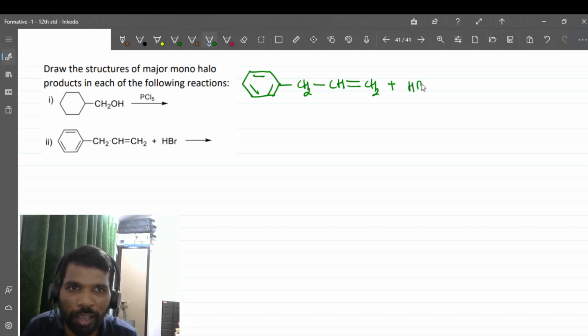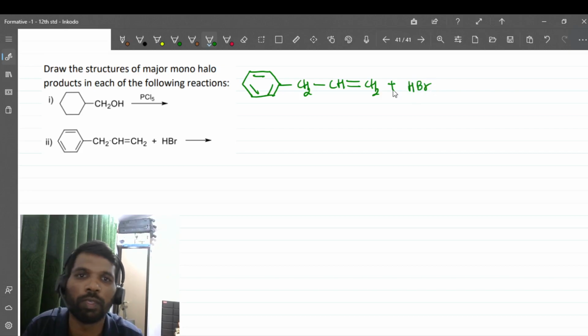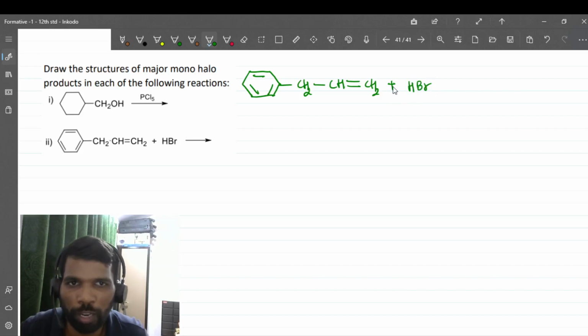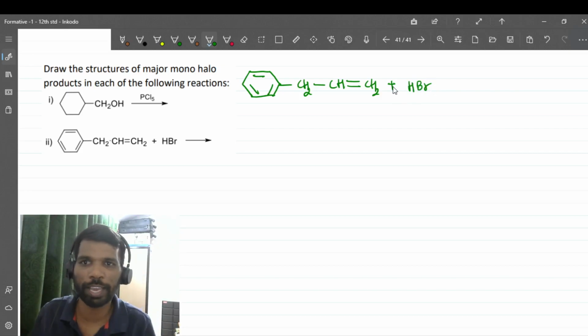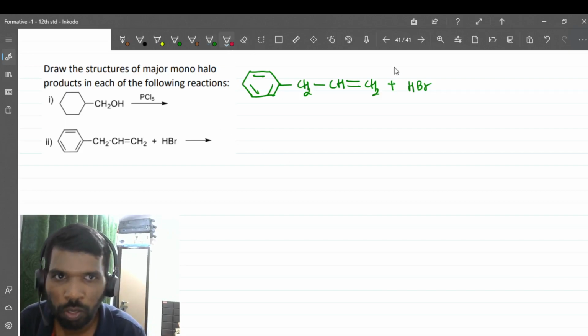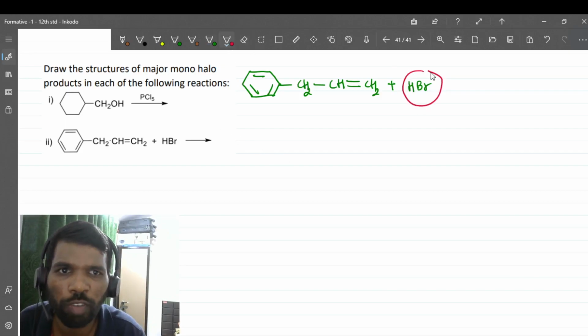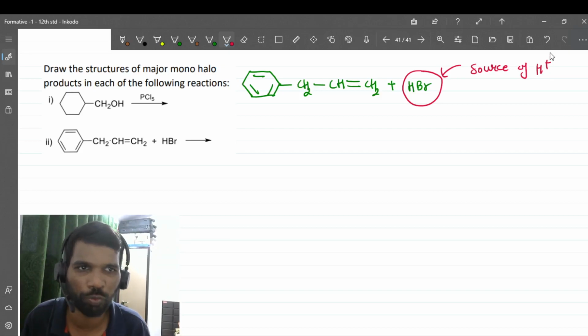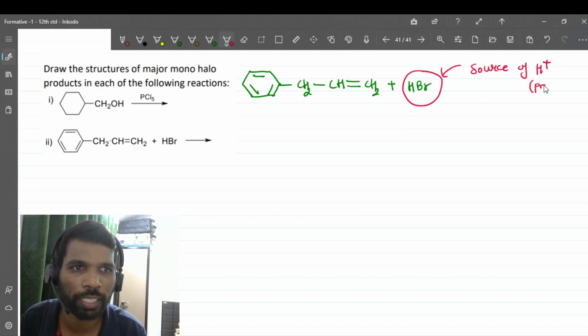This is HBr. Now, it is always electron rich to electron deficient, right? So this is the reaction which is given. This HBr, understand the role of every reagent. This HBr is a source of H plus. We'll understand this step by step since we have written the reaction. This H plus is also known as a proton, right?